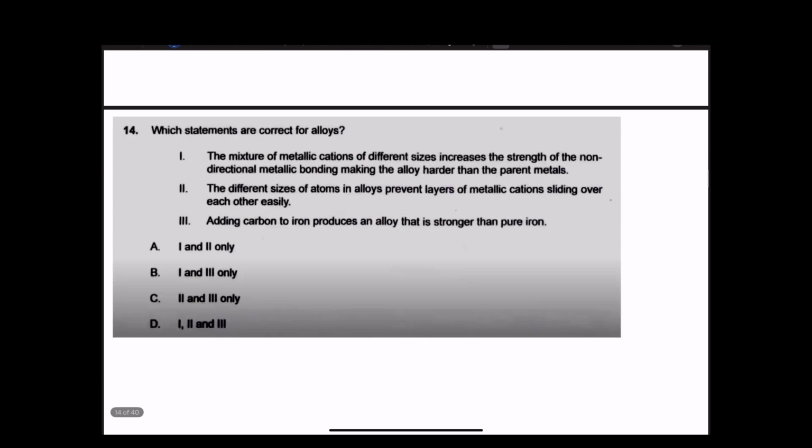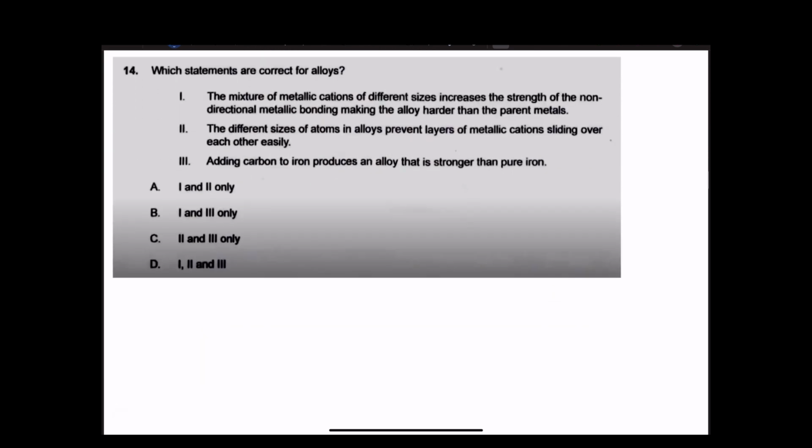Now the next one. Which statement is correct for alloys? The first option says the mixture of metallic cations of different sizes increases the strength of non-directional metallic bonding, making the alloy harder than the parent atom. So this is actually correct. Atoms of different sizes will disrupt the regular lattice structure of metals, and that will make the layers harder to slide over each other. So first one is correct.